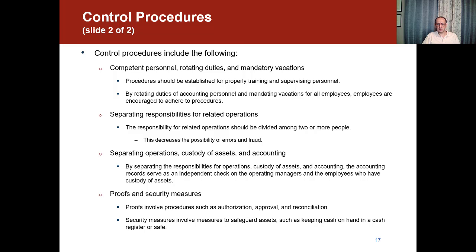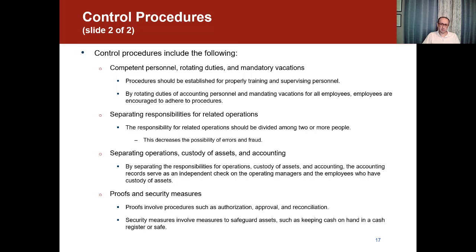Also separating responsibilities of related operations. So the responsibility for related operations should be divided among 2 or more people. So they verify the work of each other. So this decreases the possibility of errors, simple errors or honest errors, and even fraud.